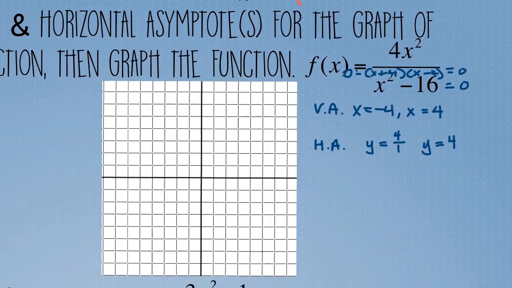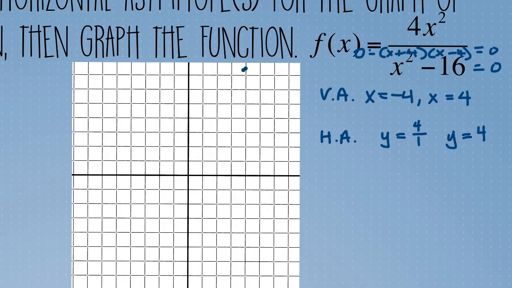Okay, so let's start there. Vertical asymptote at 4 and -4. Horizontal asymptote at y equals 4. So already you should have that. We good so far? Yep. Okay, now I need more information to graph this.